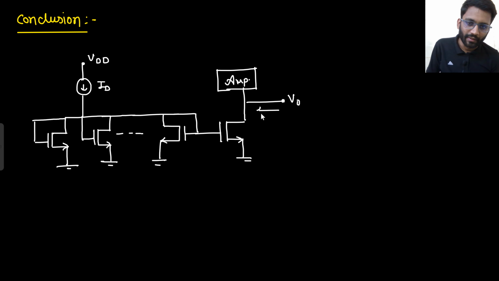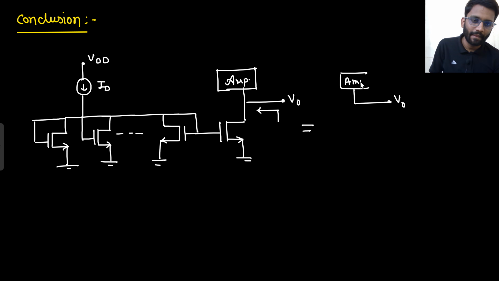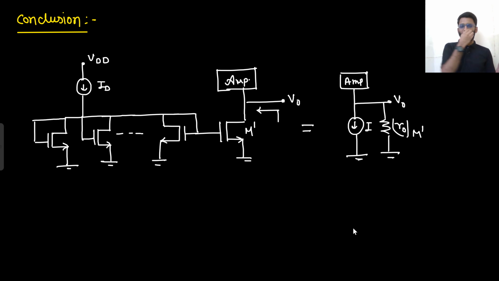So what do you see from here? From V0, at the above side I will see an amp. And here I will see a current source, whatever the current I get, and the output impedance of this. That's it. What is the output impedance of M? So R0 of, let's call this M dash, R0 of this M dash. That's it. This is the conclusion.